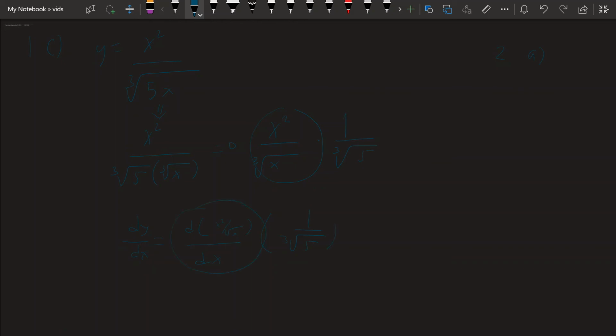Now let's find this. Now x squared over the cube root of x is the same thing as saying x squared multiplied by x to the power of negative 1 over 3. You guys should know this, grade 7. 2 minus 1 over 3. And it's the same thing as saying x to the power of 5 over 3, right? So this is x to the power of 5 over 3. We multiply it by 1 over the cube root of 5. And that would be your derivative.